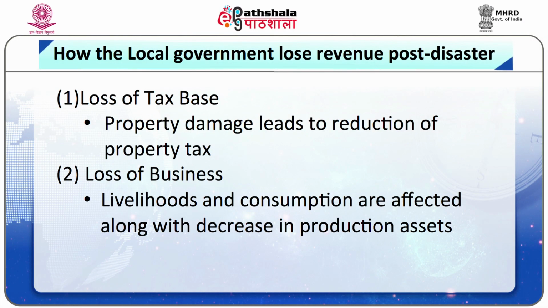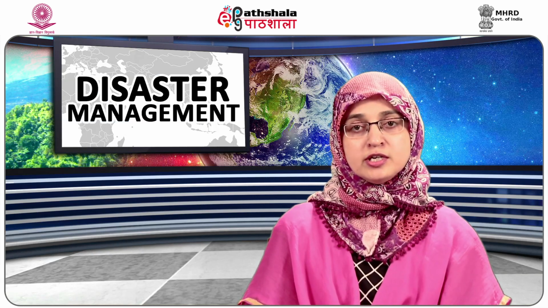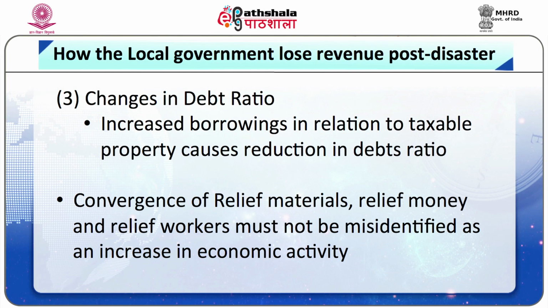Number 2, loss of business. Livelihoods are affected and the ability of individuals, households and enterprises to consume is affected, either due to the impact on the supply or on the demand side. Due to decreased consumption, indirect excise revenue is substantially reduced. Number 3, changes in debt ratio, or the amount of money the government has borrowed in relationship to taxable property. Due to the overwhelming of the local government's capacity to respond and recover, the local government would need to rely on external borrowings, which would increase its debt ratio.